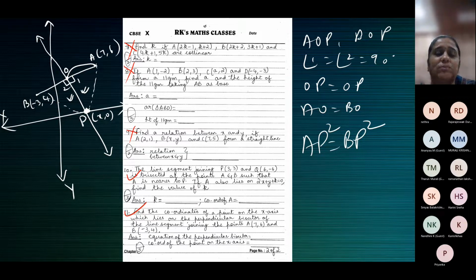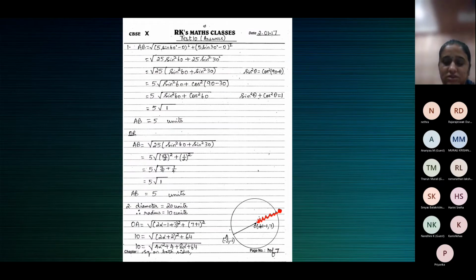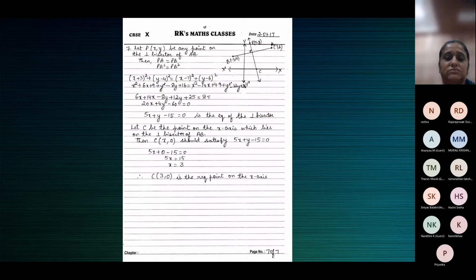So AP is equal to BP, congruent triangle. So corresponding parts are equal. AP square is equal to BP square, distance formula. And you will be able to find the value of x because P is x comma 0. So you will be able to find the value of x. And so you can find the point P, x comma 0. So see here, I'll show you the answer. Please have a look.